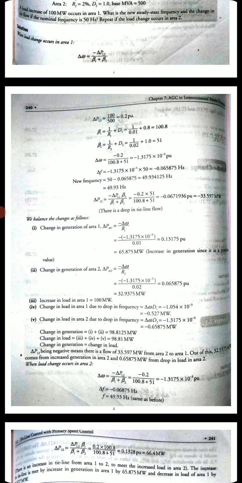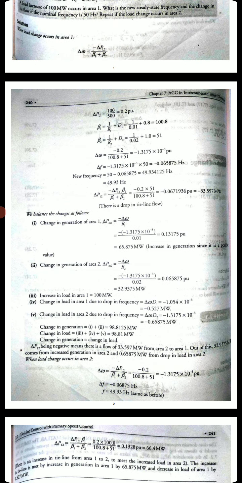There is an increase in tie line flow from area 1 to area 2 to meet the increase in the load of area 2. The increase in tie line flow is met by an increase in generation in area 1 of 65.875 megawatt, and a decrease in load of area 1 by 0.527 megawatt. So this is how changes in the load in areas 1 and 2 affect the generation and so on.